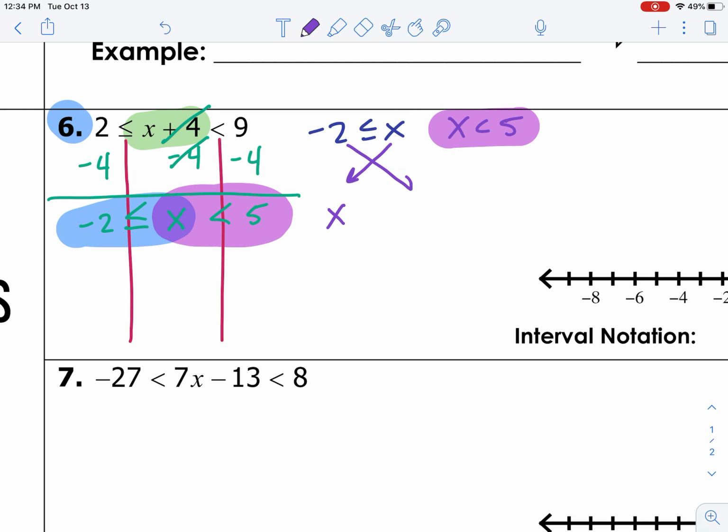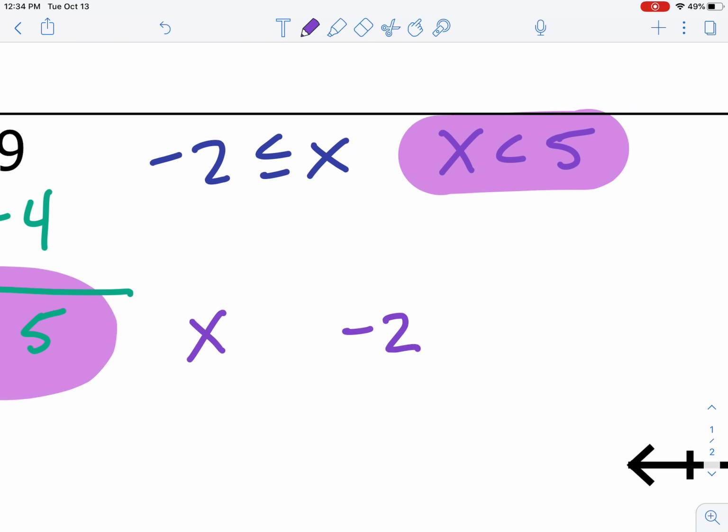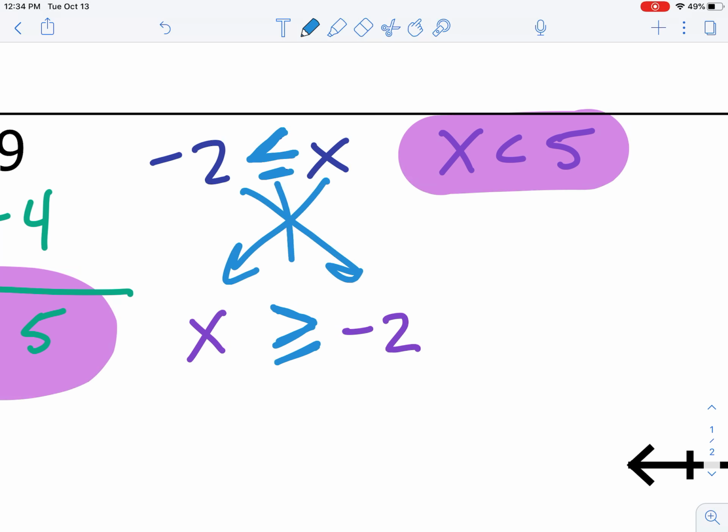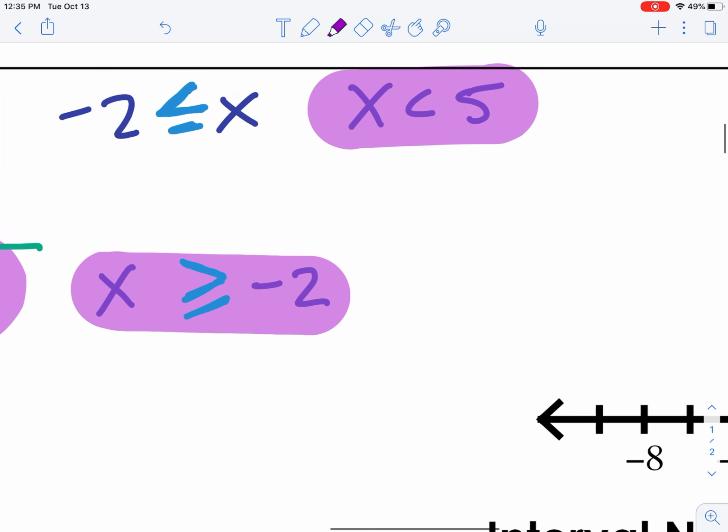So to move the x to this side and to move the negative 2 to this side, I have to switch the direction of the inequality. And why is that? We notice that our inequality is pointing toward the negative 2. So when we rewrite the inequality with x on the left, we have to keep the inequality symbol pointing towards negative 2. So if we switch the order, we have to switch the direction of the inequality. It's no longer less than or equal to, it's now greater than or equal to. So now this one is done and we can trust it and graph it.